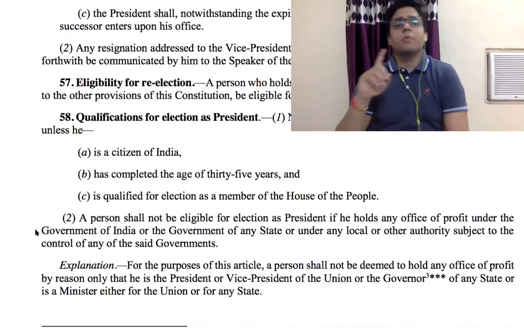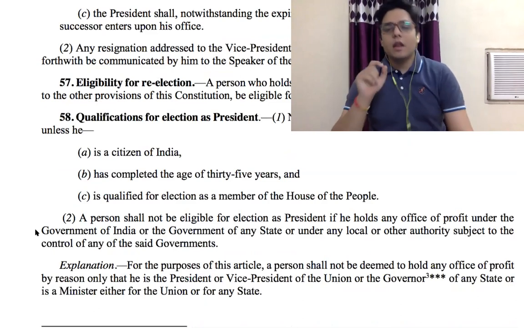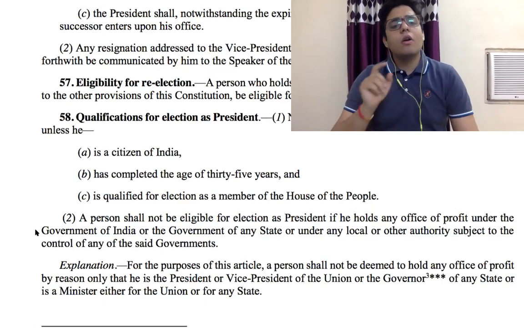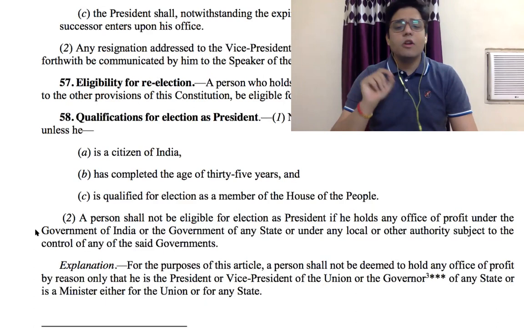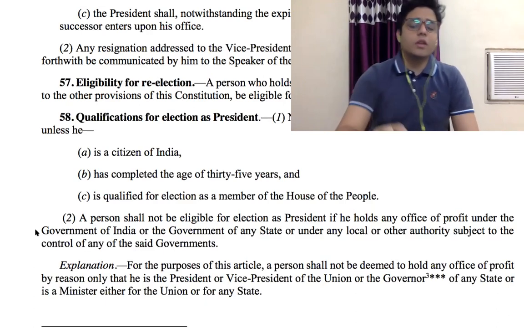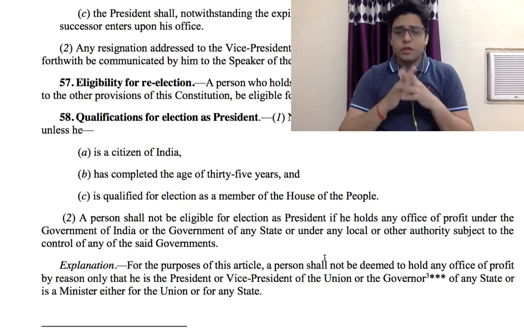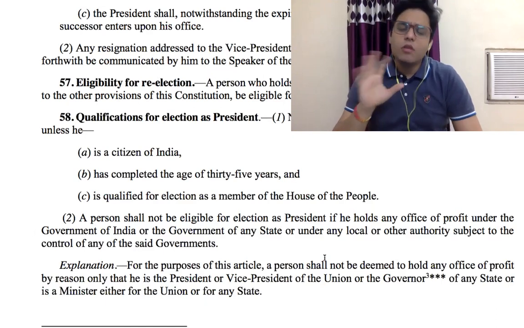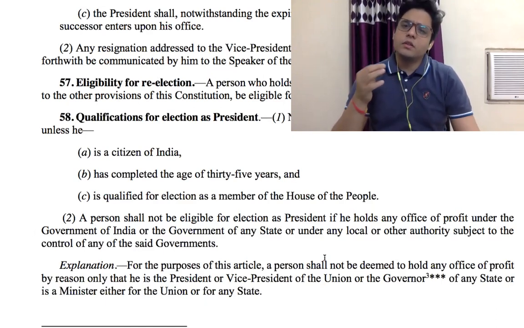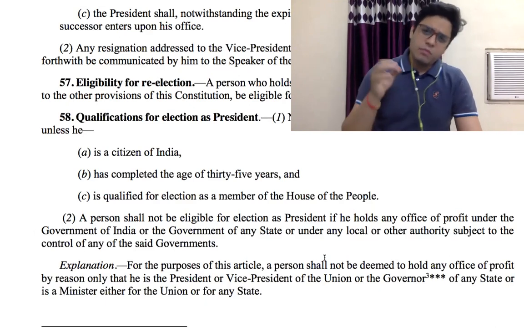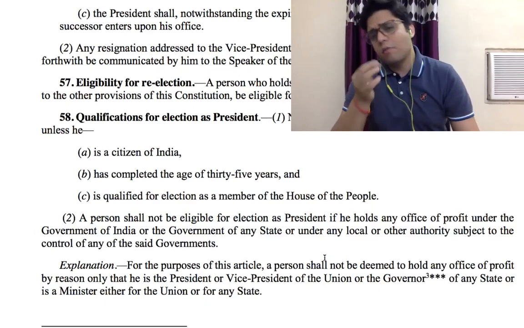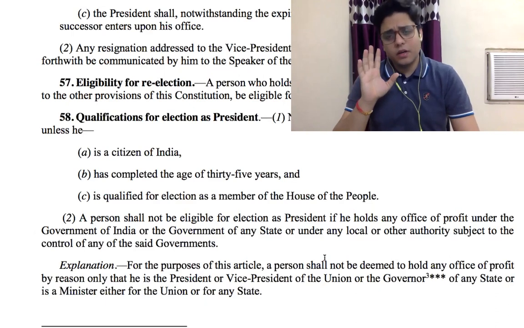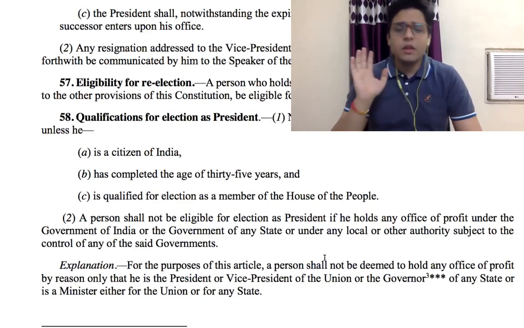Sub-article 2: A person shall not be eligible for election as president if he holds any office of profit under the government of India, or under the government of any state, or under any local or other authority subject to the control of the said government. So if a person is holding any office of profit, whether in the state government or the central government or in any authority under their control, he is not eligible for election as president unless he resigns from his office of profit.